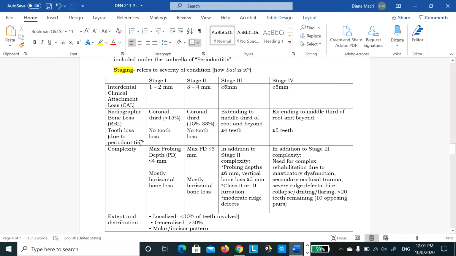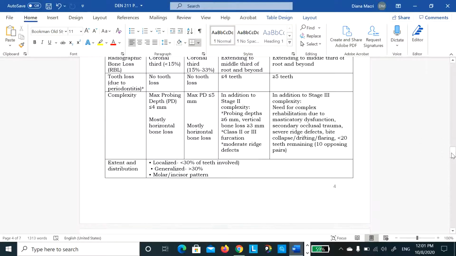The next thing I need to consider is tooth loss due to periodontitis. And this information you will get from your patient. Okay, so you're going to ask your patient, if your patient is missing any teeth, why they're missing their teeth. And if they say, oh, I had a root canal and the root canal went bad, then that does not count. This only counts if they lost the teeth due to periodontitis.